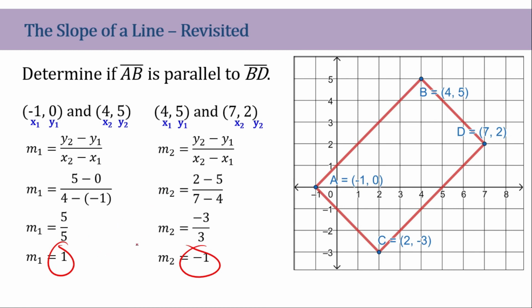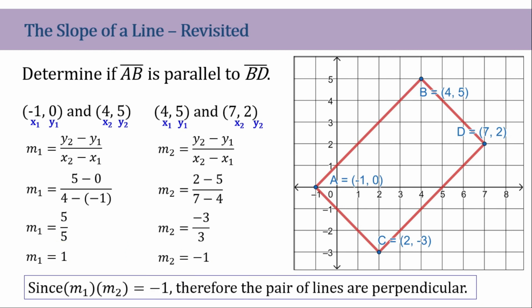But let's see if there is another relationship. Okay, in this case, if we multiply the slope of line 1 and the slope of line 2, it will give us an answer of negative 1. Therefore, the pair of lines are perpendicular to each other. So they are not parallel, they are perpendicular.